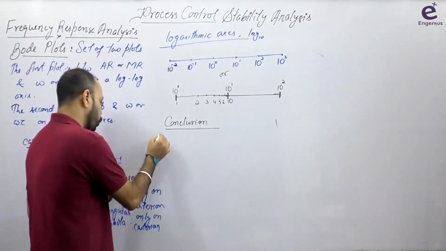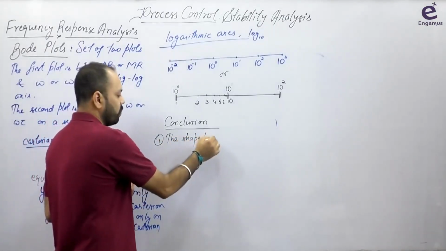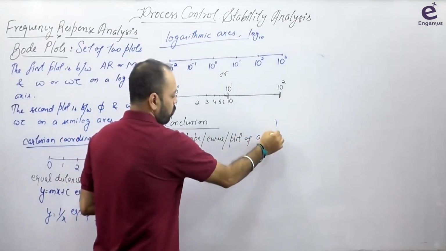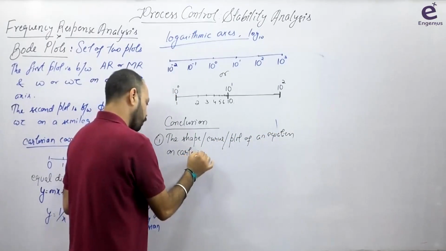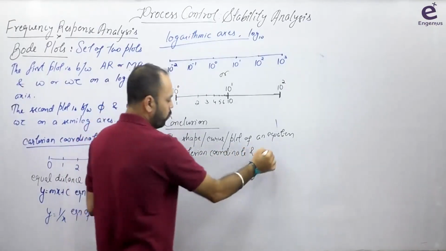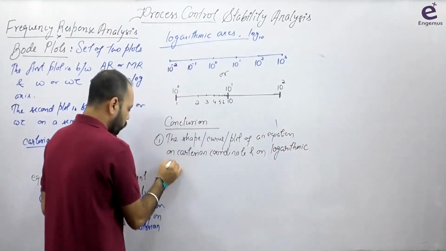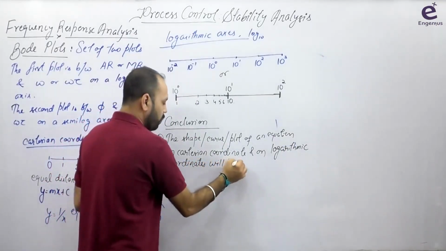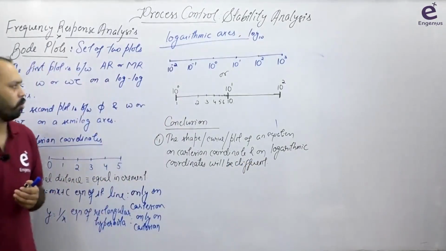So first point, the shape or a curve, you can say, of an equation, the same equation, plotted on Cartesian coordinates and on logarithmic coordinates will be different. है ना? तो ये नहीं समझना कि y is equal to mx plus c is always the equation of a straight line. You plot it on the logarithmic plot, it will be giving you something else.